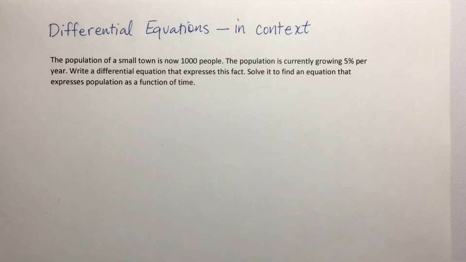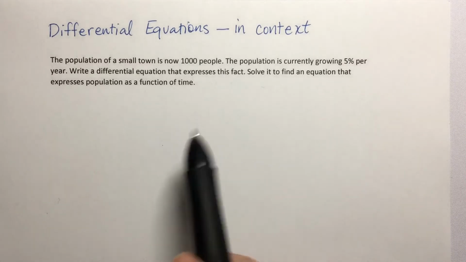Hey everyone, we are continuing with differential equations, and this time we're looking at them the way they usually show up, which is in context, aka story problems, genuine, fake, real-life examples. So say you have a population of 1,000 people in some small town, and the population is currently growing 5% a year. Write a differential equation that expresses this fact.